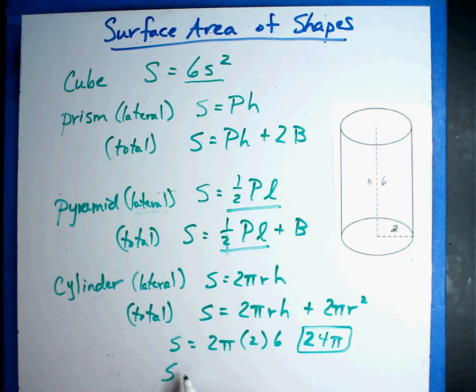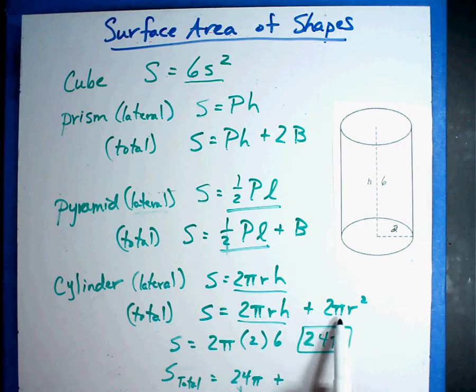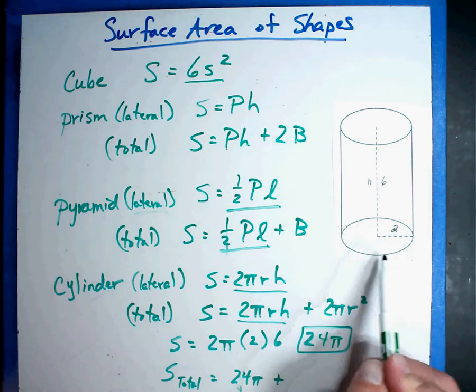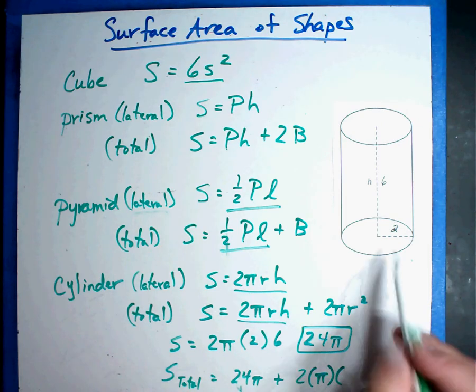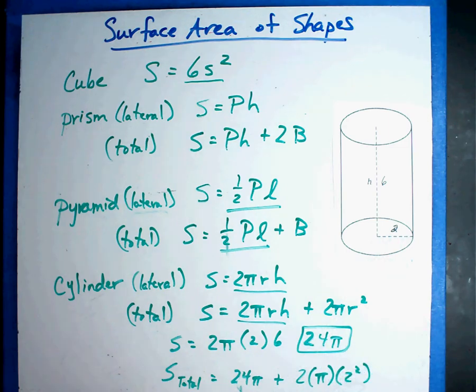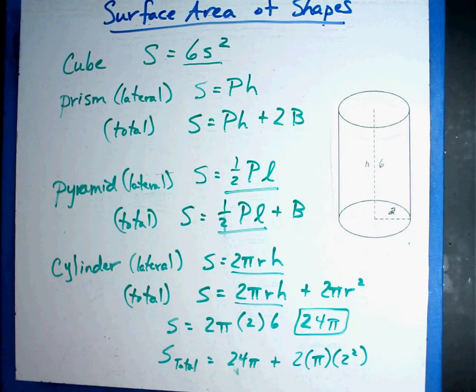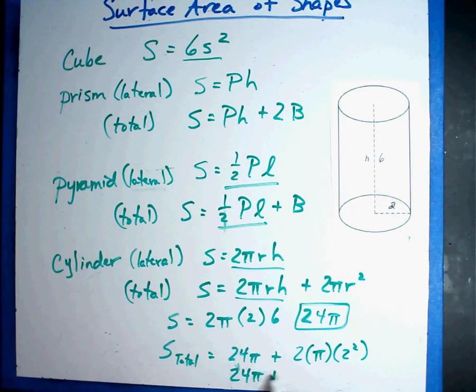If I wanted the total, well, it's got this same part in it, so I know that's 24 pi. And then you'll notice that it says 2 pi r squared. Well, pi r squared is the area of a circle. Well, there's 2 circles. There's one on the top and one on the bottom. That's why there's 2 of them. So I'm going to have 2 times pi times the radius, that's 2, squared. So I know I have 24 pi plus 2 times 2 is 4 times 2 is 8 pi. Well, 24 pi plus 8 pi is 32 pi. There's my answer. The formula looks really difficult, but it's really not too bad.